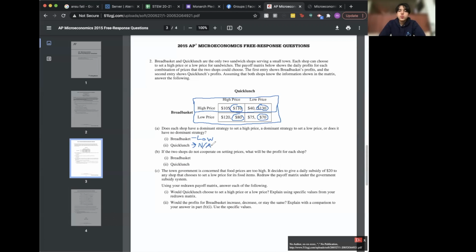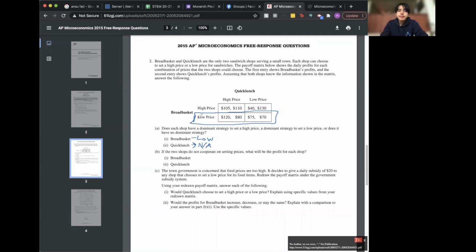So now we have to see what would most likely happen in a real life scenario if the companies did not cooperate for question B. If we look at the graph, we see that Breadbasket wants to go for the low price as we just established, because no matter what, they would benefit from going low. So we can already say that we will be looking in this lower quadrant, because that is where Breadbasket will set their prices.